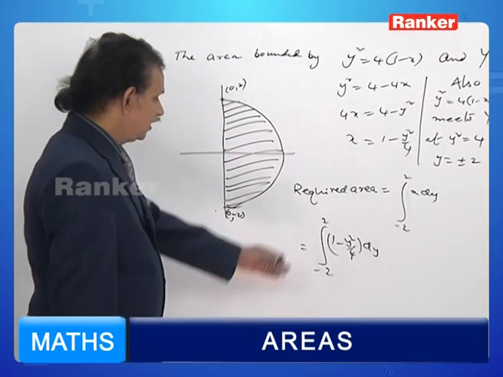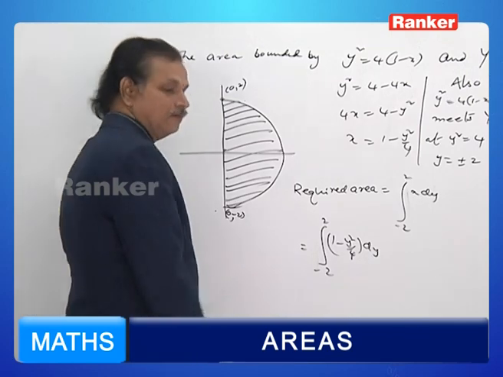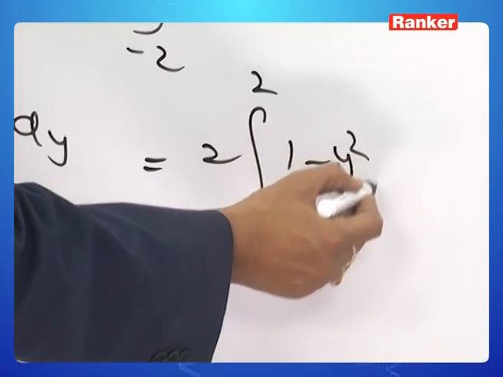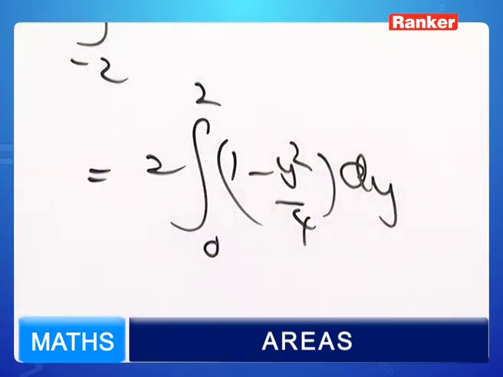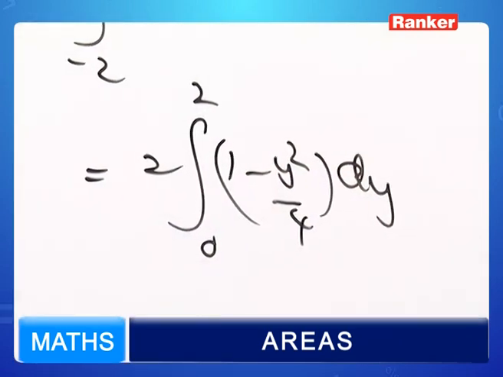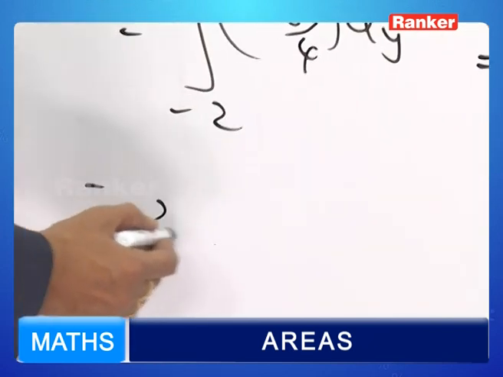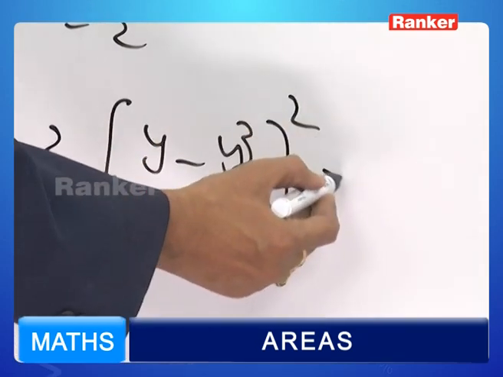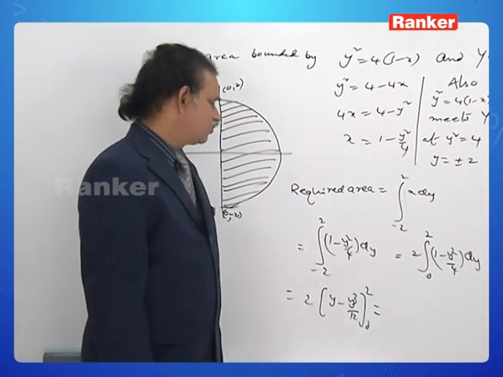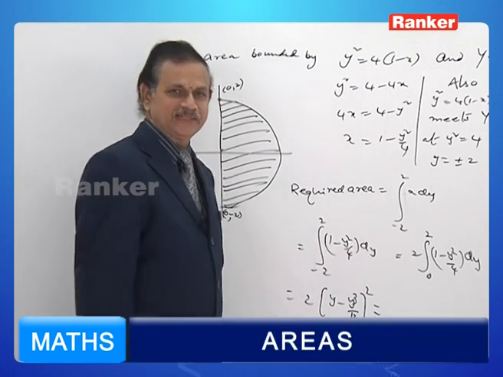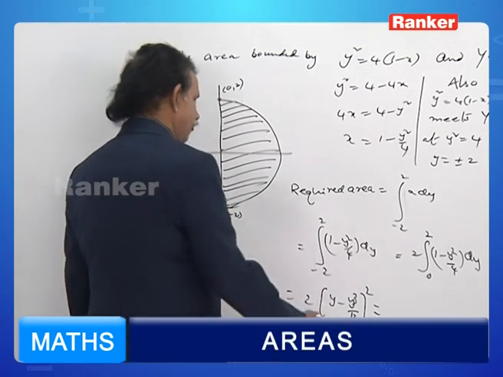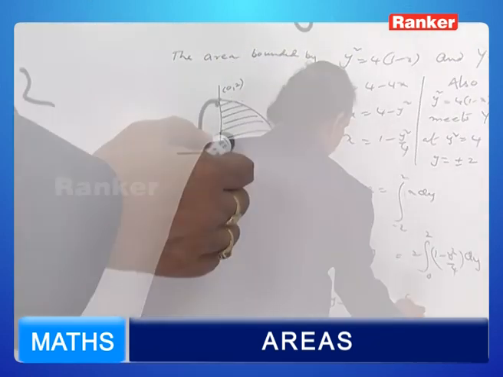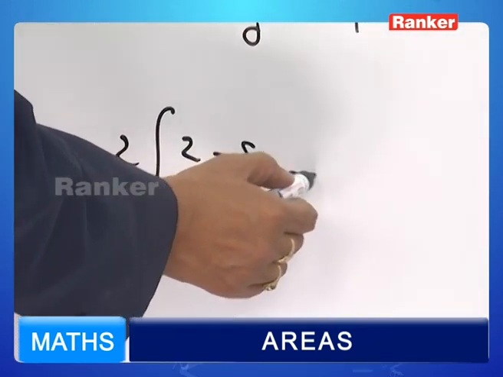See, again, it is an even function, or by following the symmetry, this can again be taken as 2 into integral 0 to 2, 1 minus y square by 4 dy. By getting the integral very simply and substituting the limits, we will have the answer as 2 into y minus y cube by 12 between the limits 0 and 2. Isn't it? For 1 it is y, for y square it is y cube by 3, already by 4 is there, hence it is y cube by 12. So, this is equal to 2 into, you first of all put 2 for y, 2 minus 2 cube by 12, 2 minus 8 by 12 minus 0.